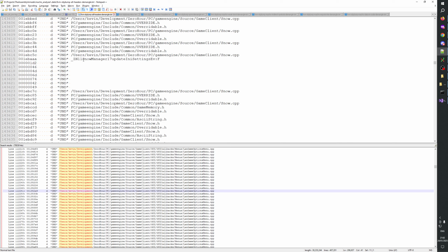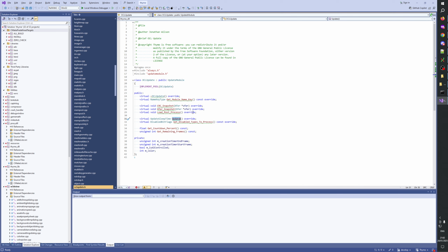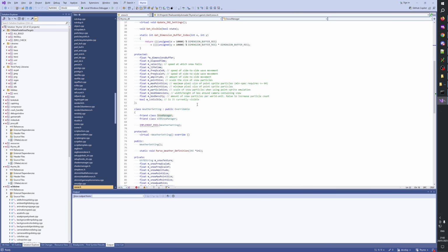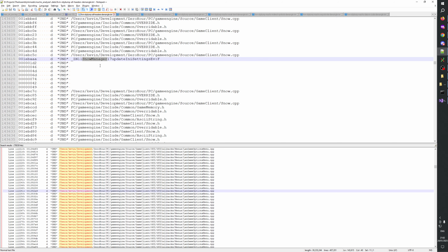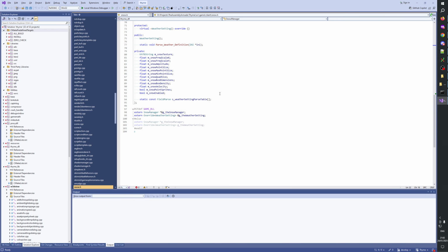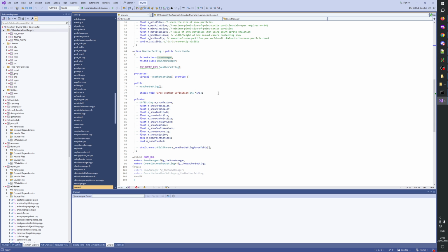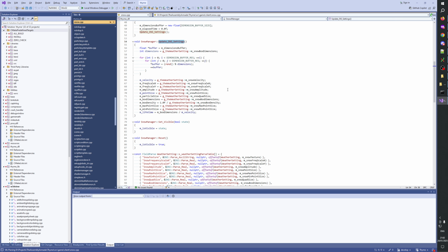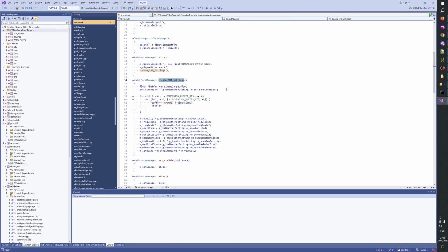Here, Snow Manager. That one looks good. Snow Manager. I think we have this one. There we go. Snow Manager. Update any settings. Update. Oh boy. Ah, here. There we go. Okay, what is in there? Update any settings.